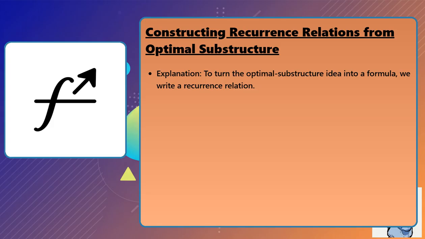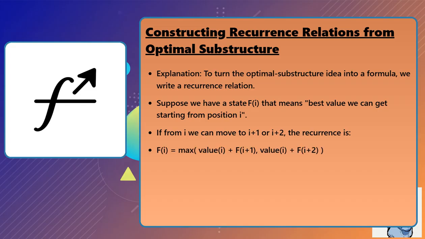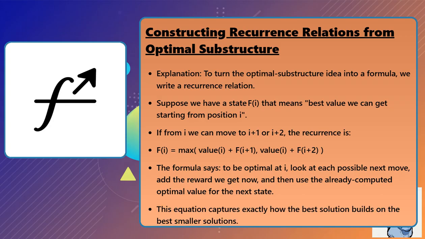Explanation: to turn the optimal substructure idea into a formula, we write a recurrence relation. Suppose we have a state f of i that means the best value we can get starting from position i. If from i we can move to i plus 1 or i plus 2, the recurrence is f of i equals max of value of i plus f of i plus 1, and value of i plus f of i plus 2. The formula says to be optimal at i, look at each possible next move, add the reward we get now, and then use the already computed optimal value for the next state. This equation captures exactly how the best solution builds on the best smaller solutions.